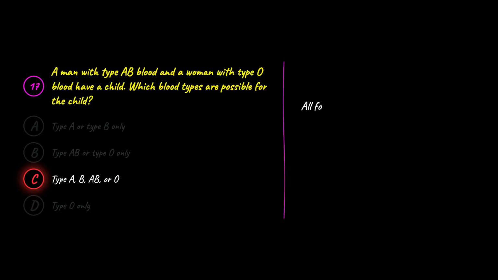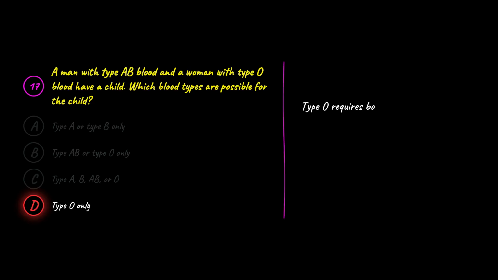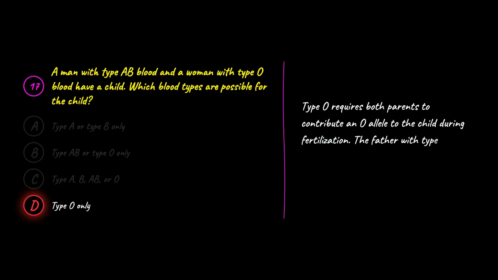C is wrong because all 4 blood types are not possible from this cross. Type AB requires 2 different alleles from the mother plus 1 from the father, and type O requires 2 O alleles only. D is wrong because type O requires both parents to contribute an O allele to the child during fertilization. The father with type AB has no O allele to pass on, so type O is impossible here.